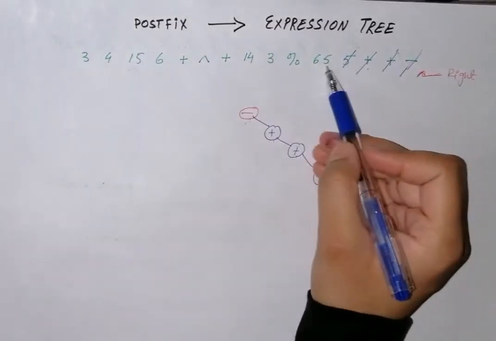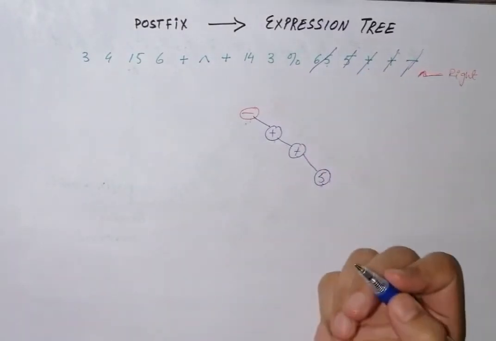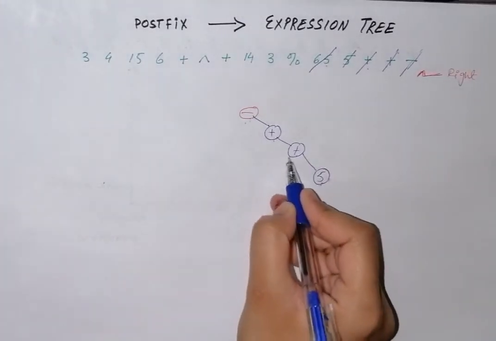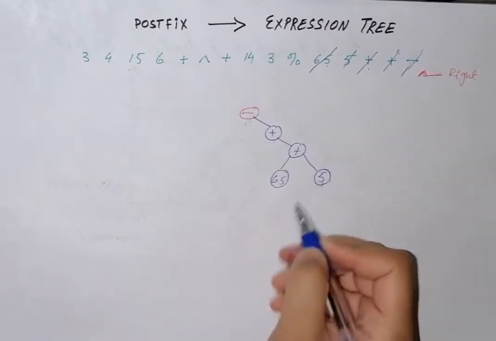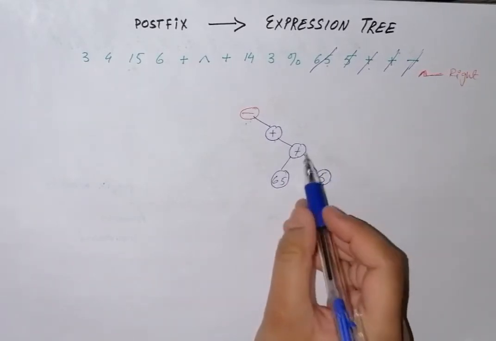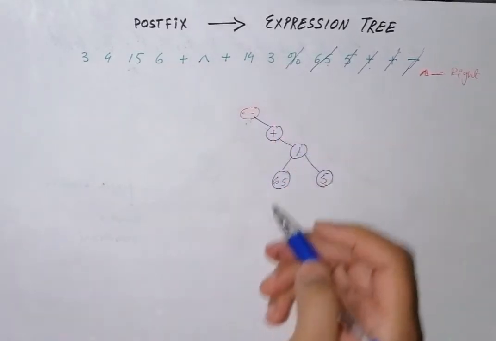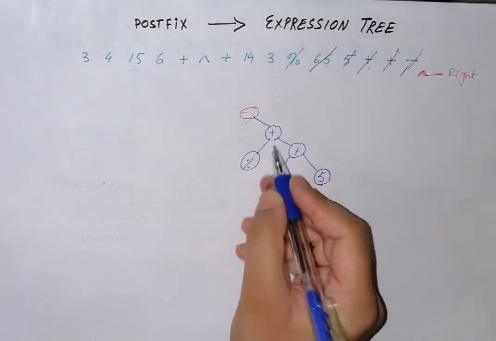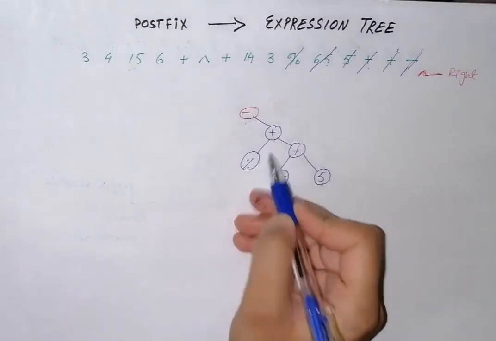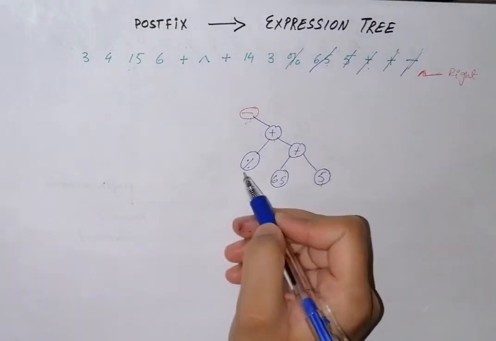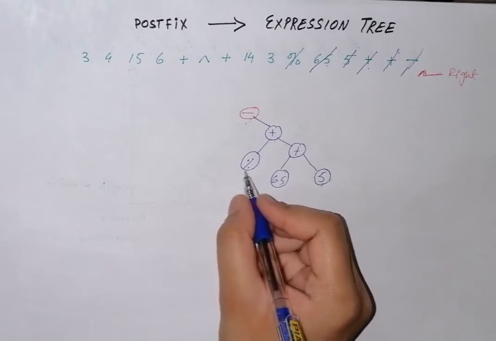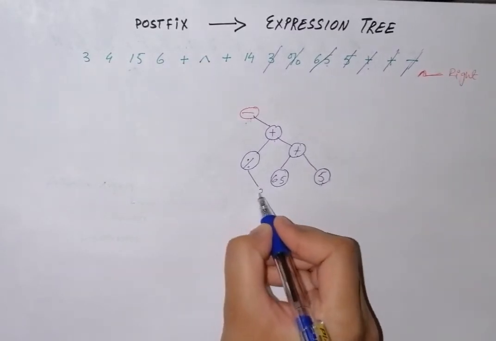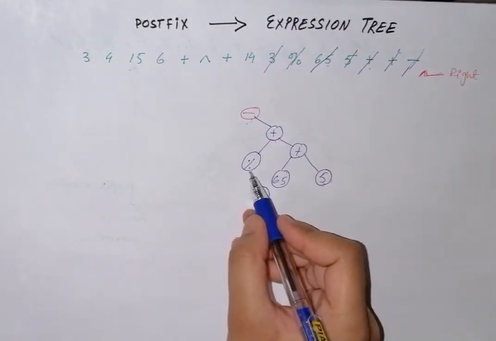Okay, I'll go to the very next character that I encounter, which is 65. So I go to the immediate parent of this operand, which is this plus, and insert 65 over here. Now this portion is complete. I'll look for the next operator, which is division. So here I get division as a left child of this plus symbol. Again, division is a binary operator, so we keep inserting towards its right until I encounter an operand. Here what I received is 3. So 3 becomes the right child of this division.